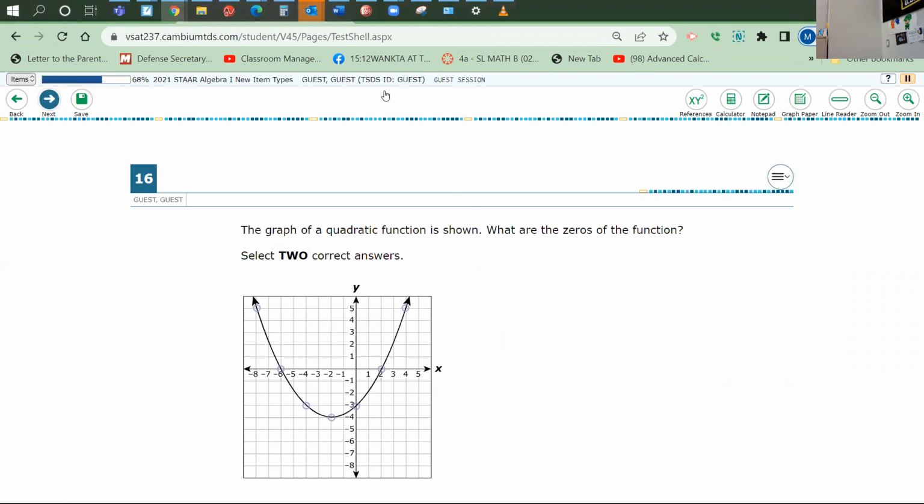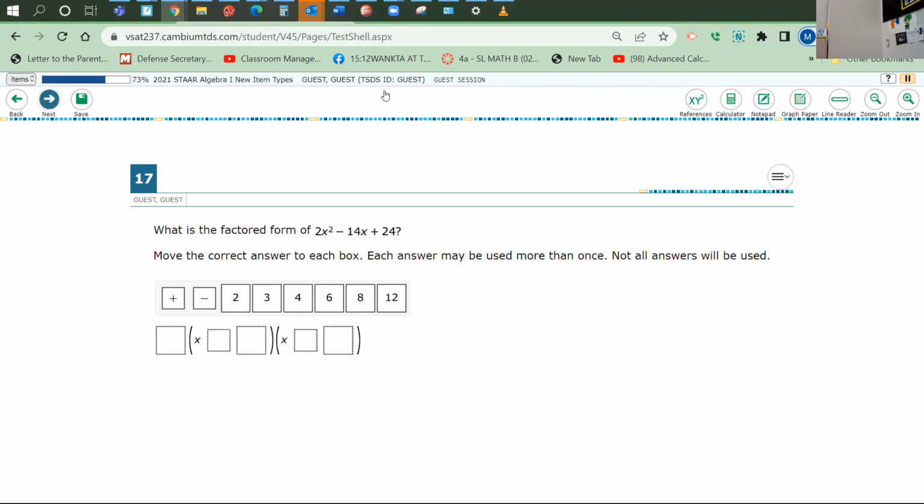Again, this should be pretty easy, guys. What are the zeros? You know, zeros are x-intercepts. So it has to be these two right here. That's it. Okay.